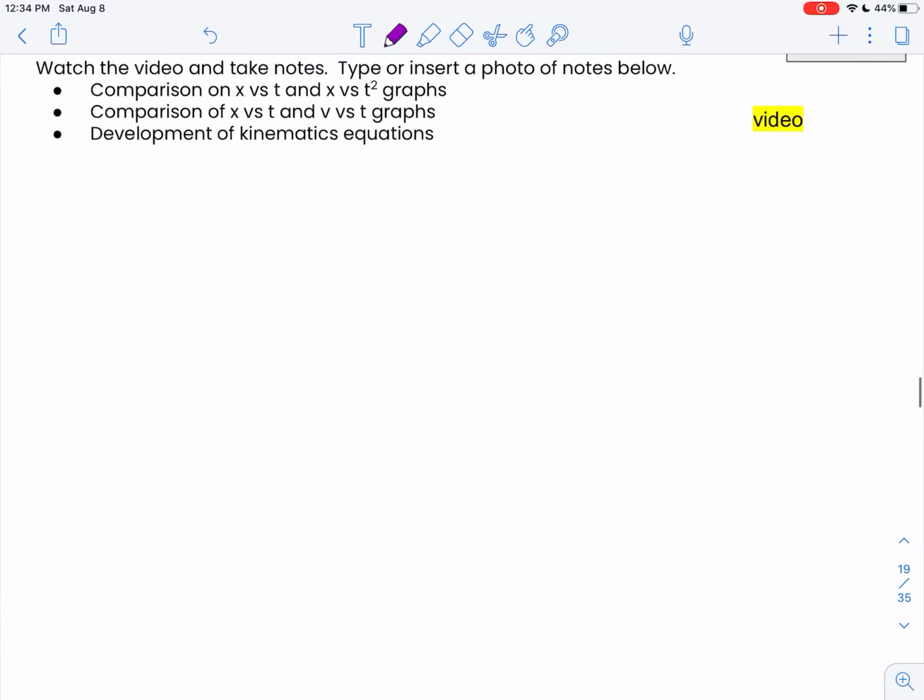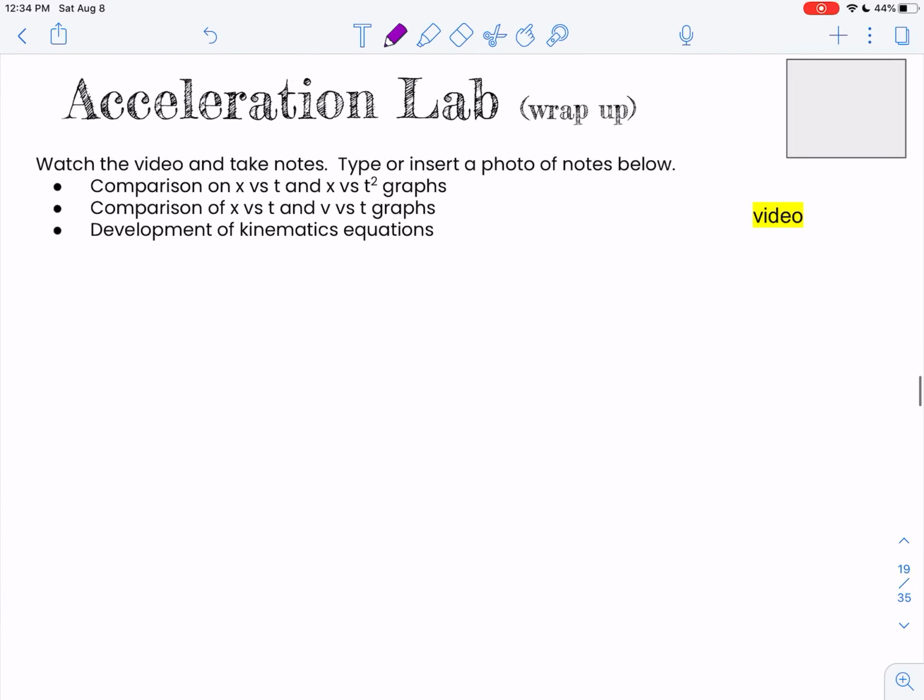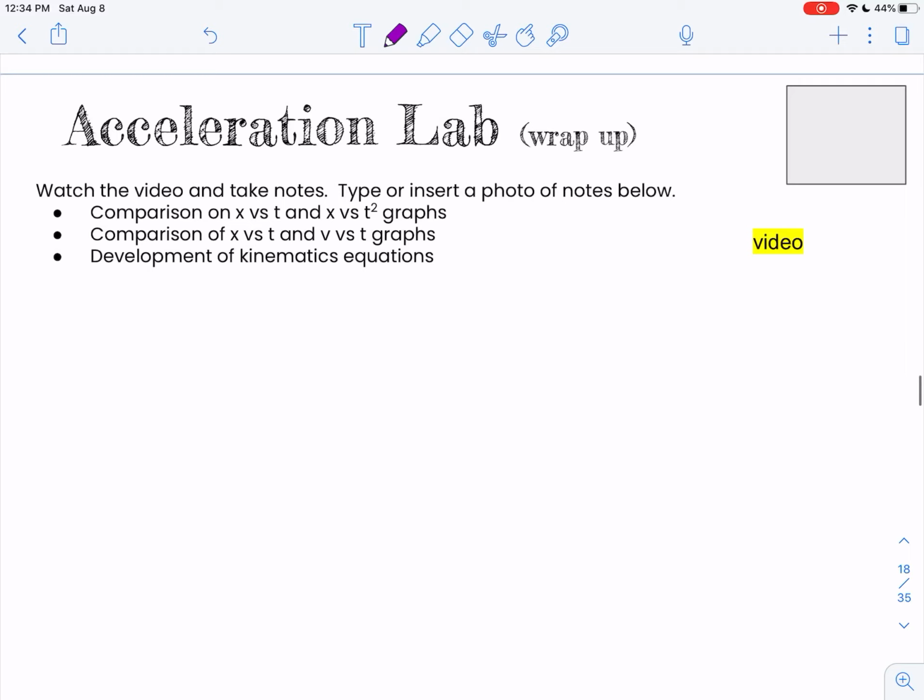All right. Here's the first part of the wrap-up of the lab. We're going to do this in two parts. Here are the main things that you should be taking away from this. The first thing is you're going to have a graph. I'm going to put it in centimeters this time.